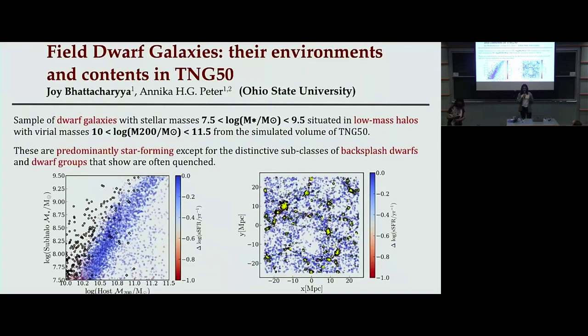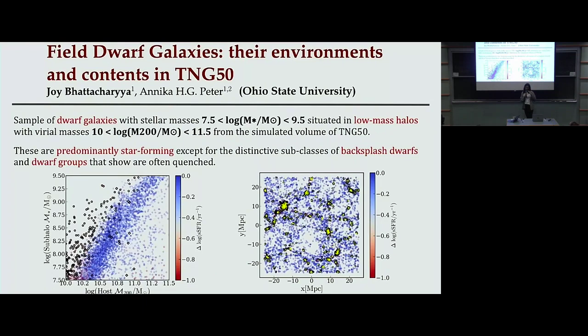Hello, everyone. This is Joy Bhattacharya from Ohio State. I'm a rising fifth year working with Annika Peters studying field dwarf galaxies in IllustrisTNG50. So these inhabit low mass dark matter halos, which have virial masses between 10^10 and 10^11.5 solar masses.